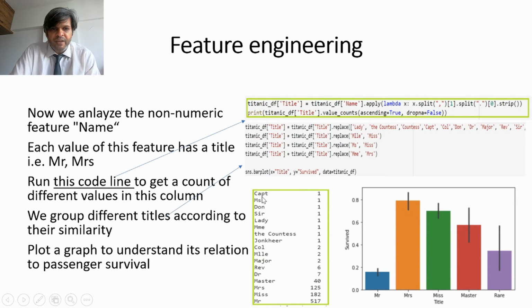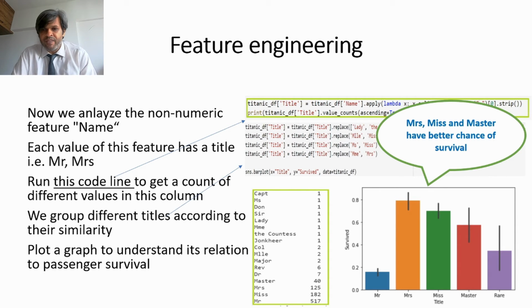Now what we do is we group different titles according to their similarity and replace them. So we replace them all with Mr., Mrs., Miss, Master, and Rare. So this is the line of code which is done to do this replacement. And then what we do is we plot a graph to understand its relation to the passenger survival, and this is the graph which pops up.